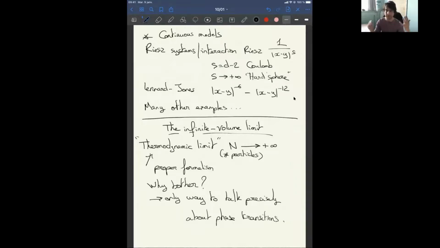And also, of course, it's pleasant, mathematically speaking, to study limits and construct infinite volume limiting objects, and study the limiting objects and so on. But there's also just a physical motivation that's pretty basic.